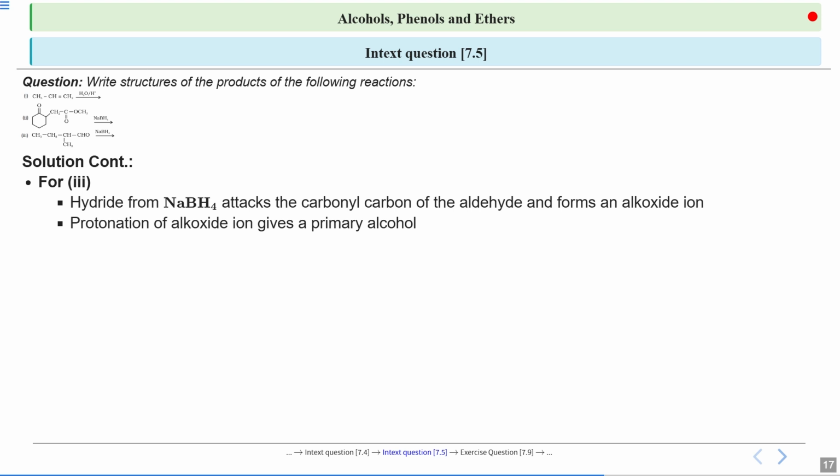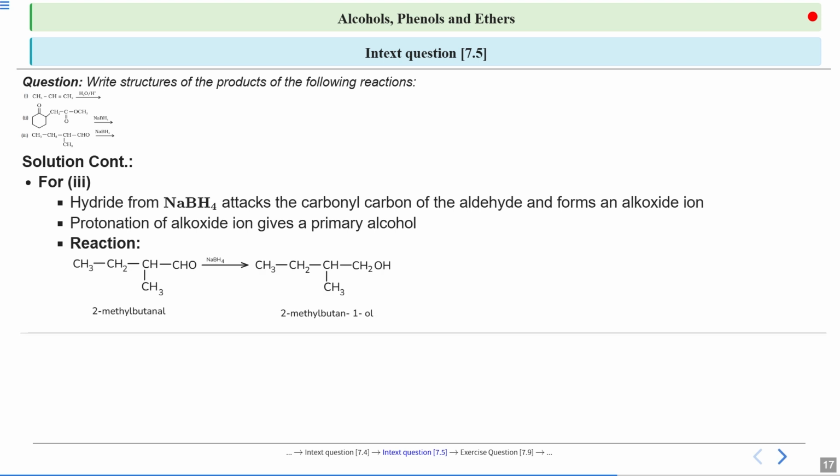Then that alkoxide ion undergoes the protonation process and you will get a primary alcohol as the product. If you look at the reaction, you can see that we have this reactant 2-methylbutanal, that is an aldehyde, with 'al' at the end of the name representing aldehyde. And also there is CHO present, that means it is an aldehyde. It reacts with sodium borohydride.